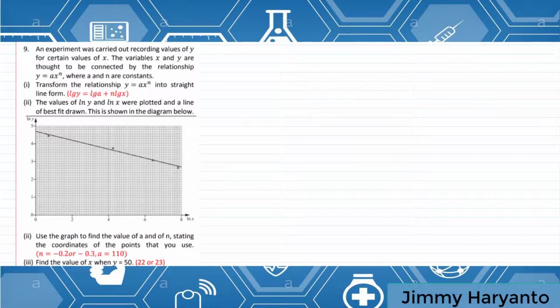Next, number 9. An experiment was carried out recording the values of y and x for certain values of x. The variables x and y are thought to be connected by the relationship y equals a x to the power of n. Okay, like usual, you have to change this first into y = mx + c.